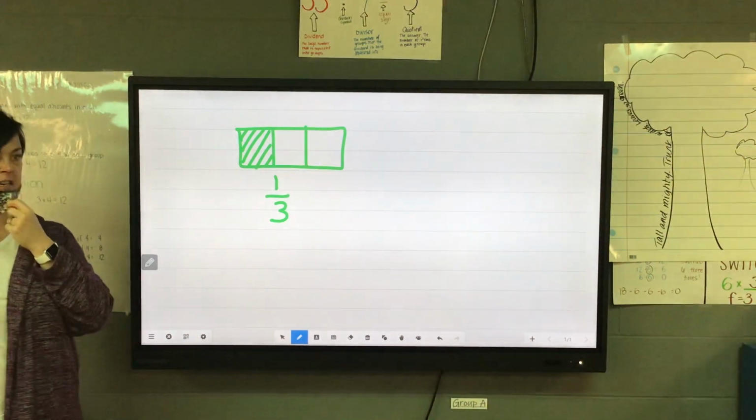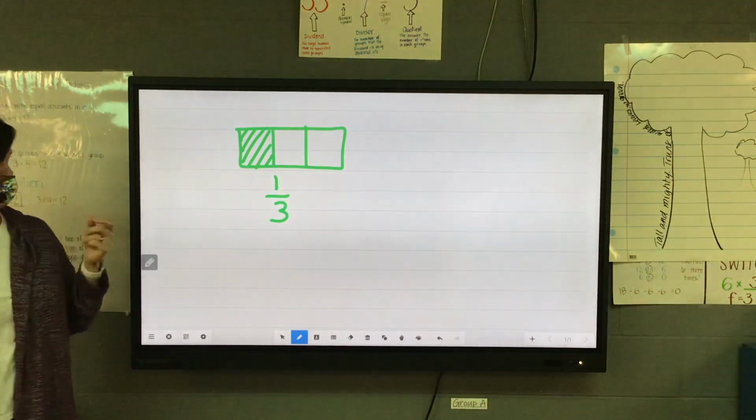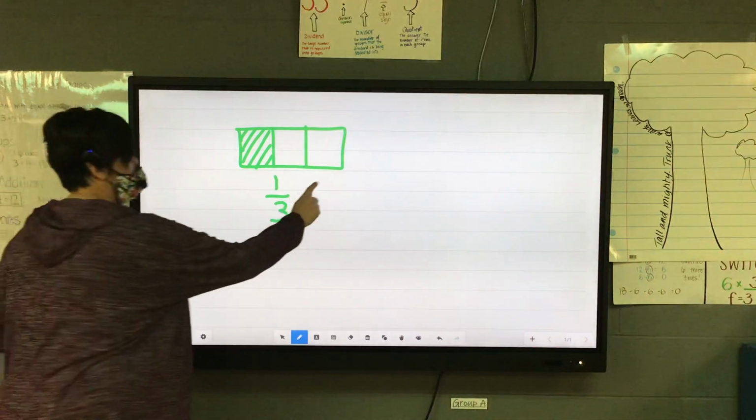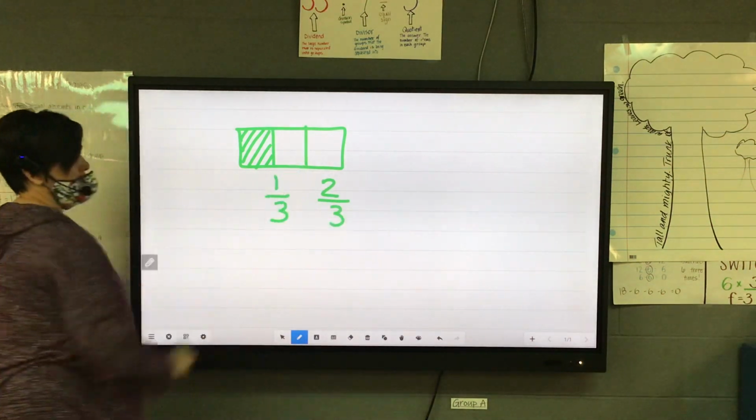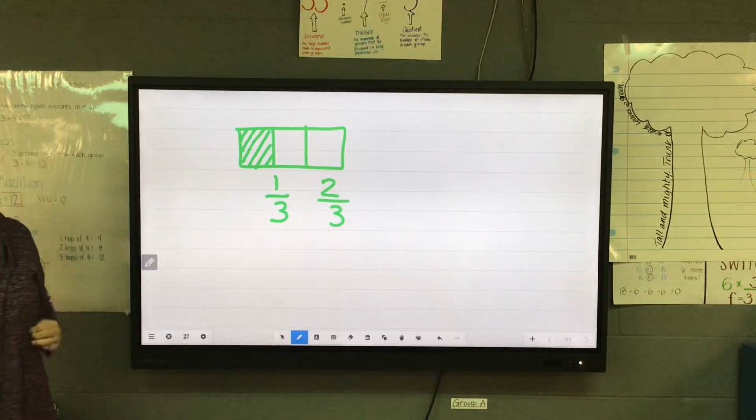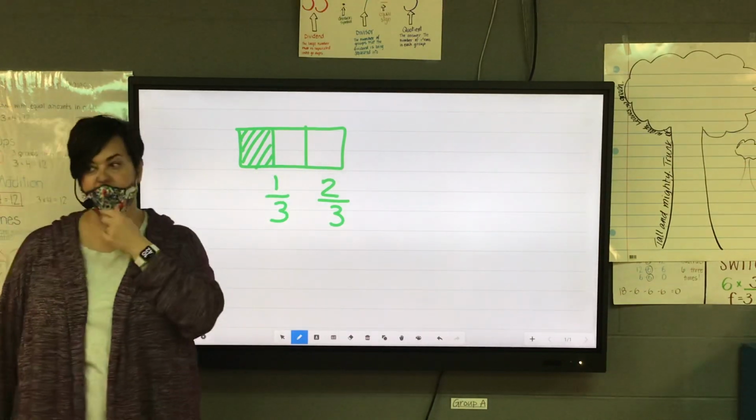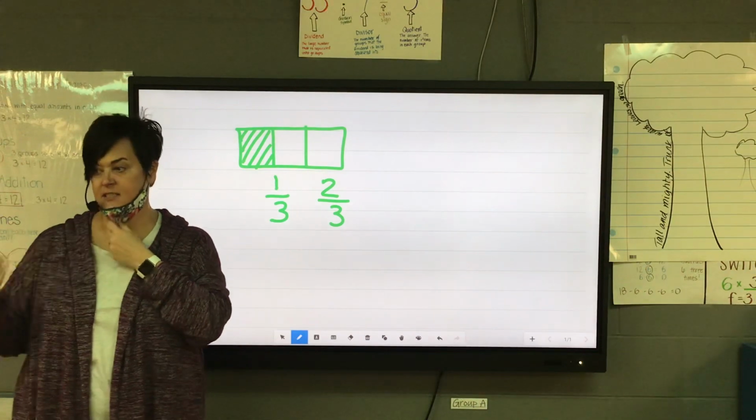How much do I still have left? 2 of the how many equal parts? 2 of the 3 equal parts are left. So I have 2/3 of it still.